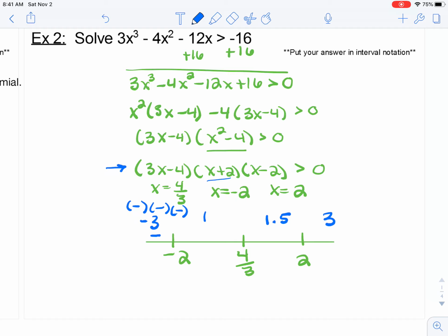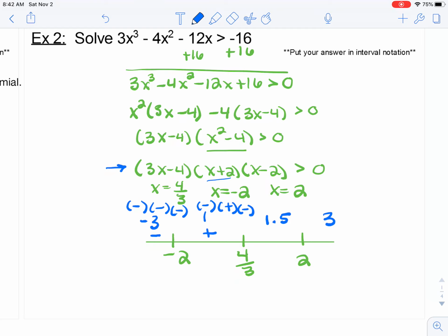So if you plug in 1, 3 times 1 minus 4 is going to give you a negative value. If you plug it into x plus 2, that's going to give you a positive. And then 1 minus 2 is going to be negative. So a negative times a negative would give us a positive interval.